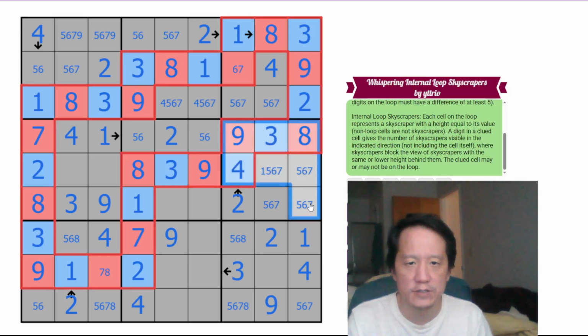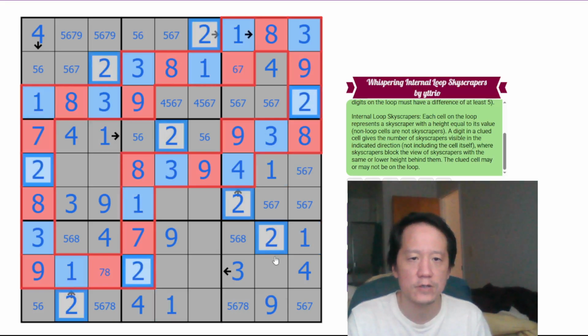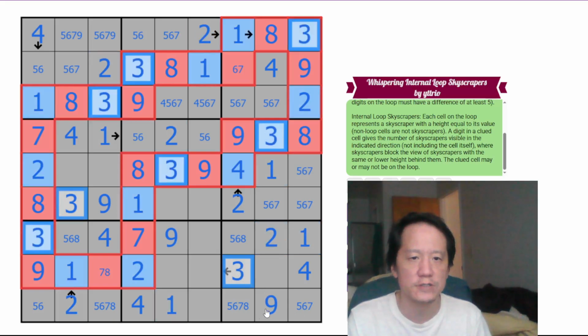Where's the 1 in box 6? It has to be here. So this is 1. We have 8 ones. We know where the last one has to be. It has to be here. How about 2s? We have the 2s already. The 3s. We have 8 3s. We know where the last 3 has to be. It has to be here.